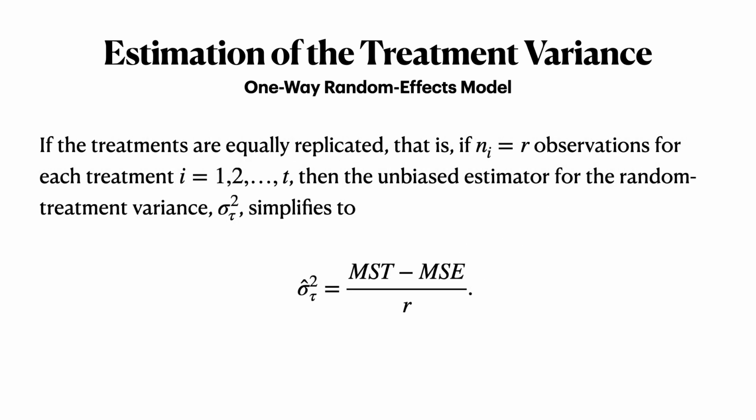If the treatments are equally replicated, that is, if n sub i is equal to r observations for each treatment, then the unbiased estimator for the random treatment variance, sigma squared sub tau, simplifies to this nicer expression. So sigma hat squared sub tau is equal to the difference between the mean square for treatments and the mean squared error divided by r, the common sample size.